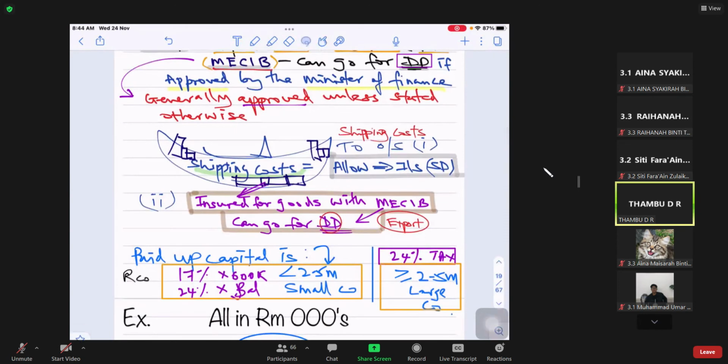Okay, don't forget, I told you last class, paid up capital below 2.5 million, we call it small company. Small company, you pay 17%, balance 24%. The other one, 24%, large company, 2.5 million.